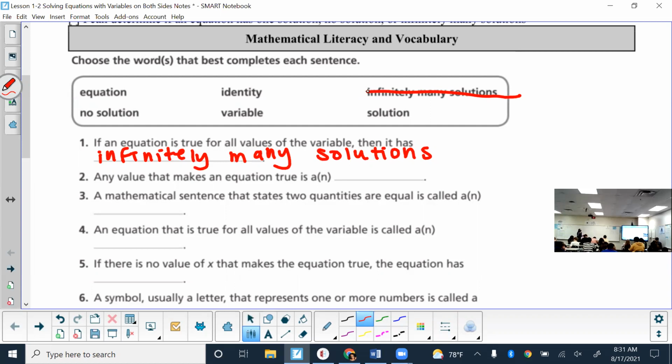Number two, any value that makes an equation true is what? A solution. That one should be easy. We've covered that one before. All right, so number 2 is solution.